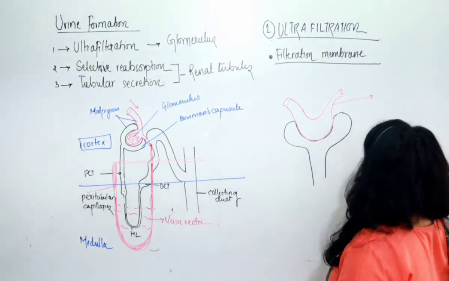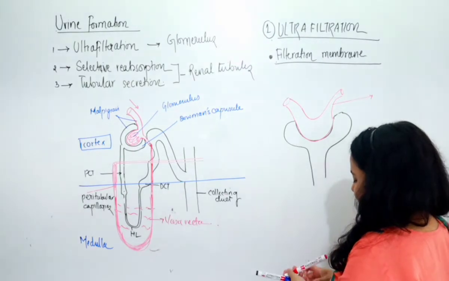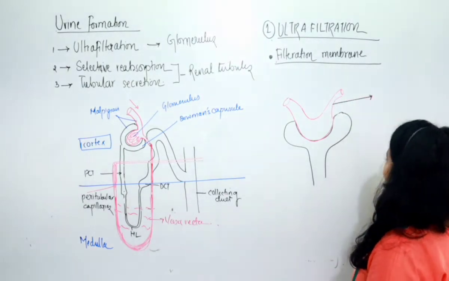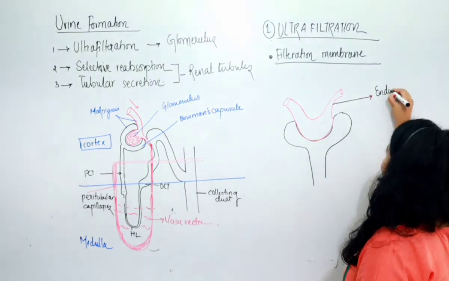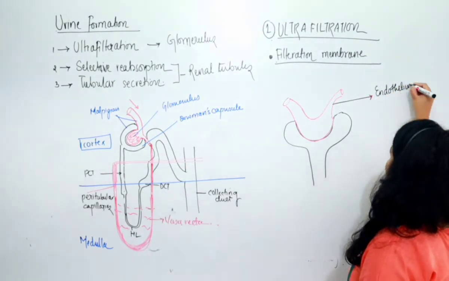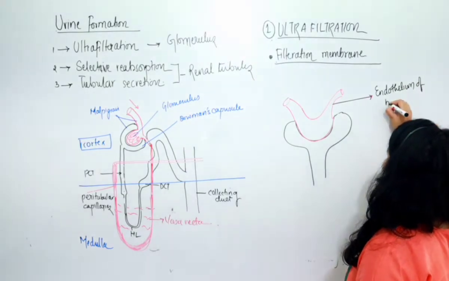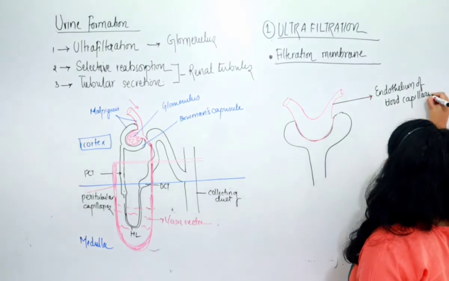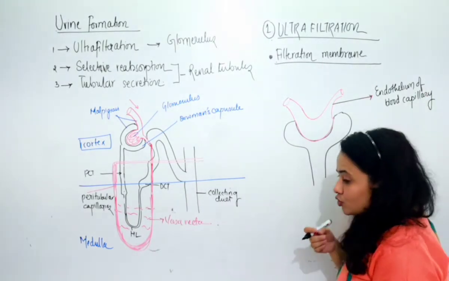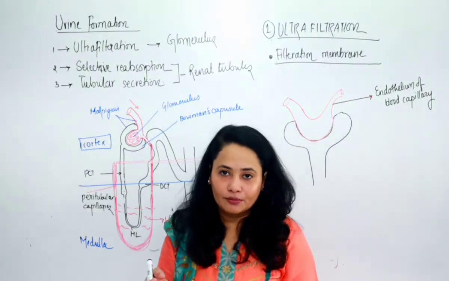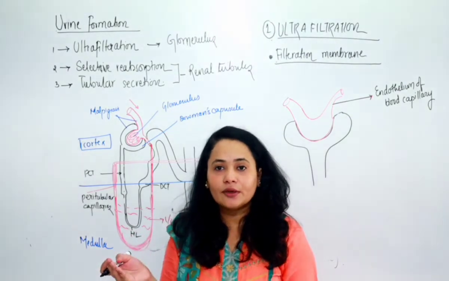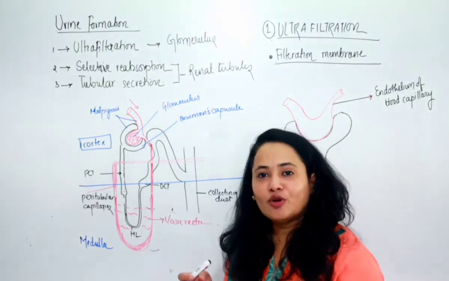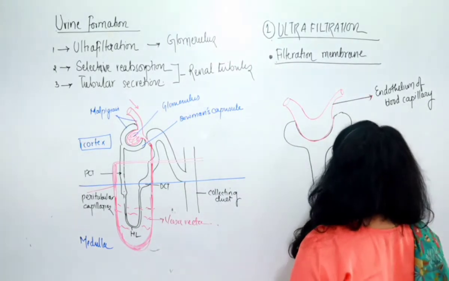The first layer is this. So this is the first layer. We call it as endothelium of blood capillary. Endothelium of blood capillary. And we also know that it is made up of squamous epithelium. That is a flat pavement epithelium derived from endoderm. So it is known as endothelium. So this is the first.